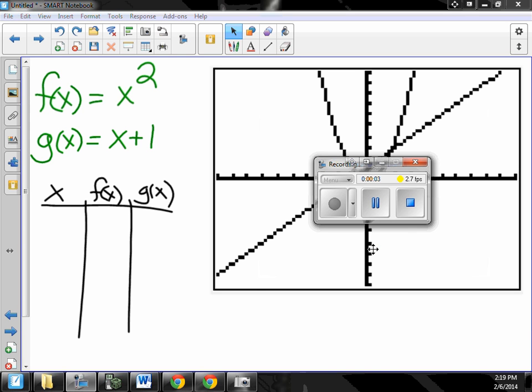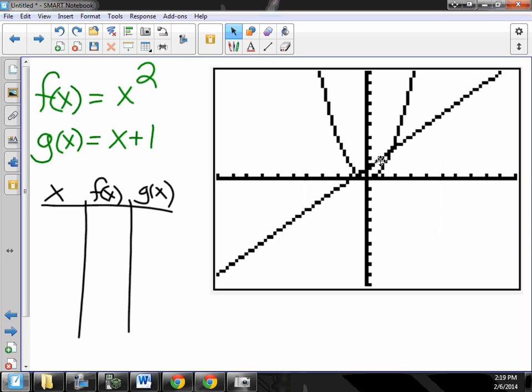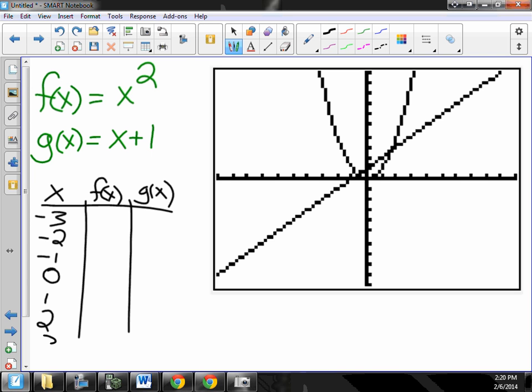So let's consider the functions x squared and x plus 1. f of x is x squared, g of x is x plus 1. So I have a graph of those two functions. I'm now going to fill out a chart for both of them. So let's start at, say, -3 and go down to 3: 0, 1, 2, and 3.